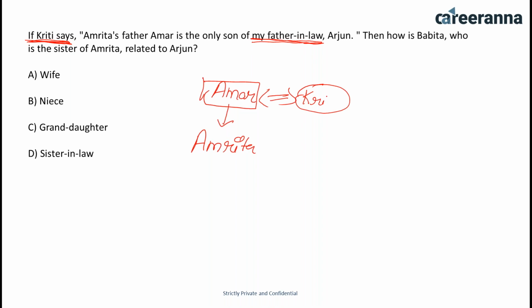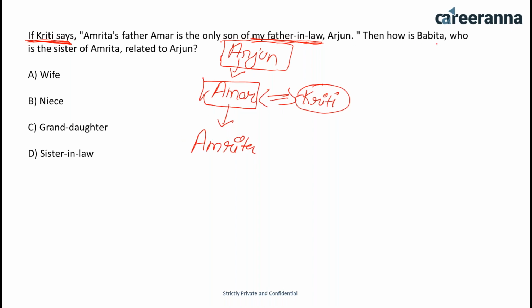So we are going to say the place of Kirti is going to be here, and my father-in-law is going to be here for Arjun. He is the father-in-law, that means he is going to be a male member. So Kirti's husband is Amar, and their daughter or son can be Amrita.